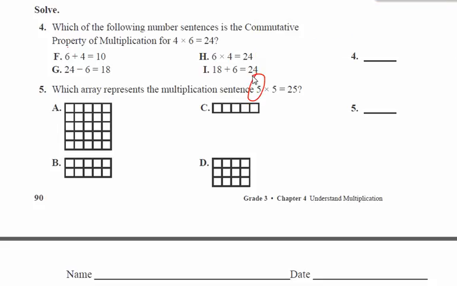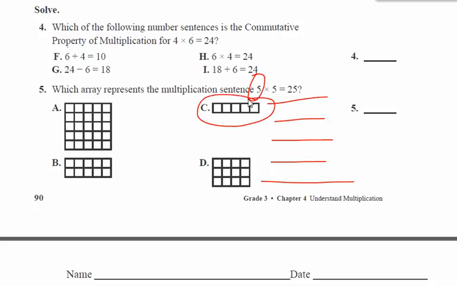Okay. The first number tells me how many rows I have. How many rows should I have? Five. The second number tells me how many in each row. Right? Yes. Obviously, does this have 5 rows? No. Does this have 5 rows? No. Does this have 5 rows? No, that one only has 2.